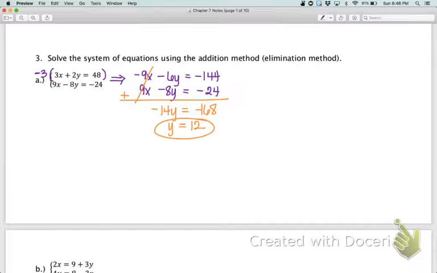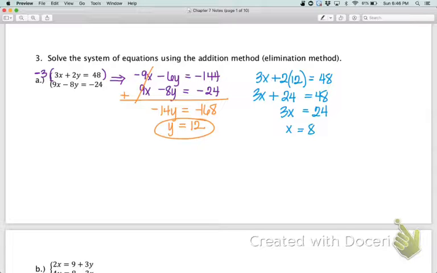Now we need to figure out the x. Now you can plug it into any of the equations you want, one of the originals or one of the ones that we multiplied. I'm going to go with the very first one from the original problem because it has the smallest coefficients for x and y. So I know that 3x plus 2 times y, but now I know that y is 12, is equal to 48. So we solve that. We get 3x plus 24 equals 48. Subtract your 24, and then divide by 3, and we find that x is equal to 8.